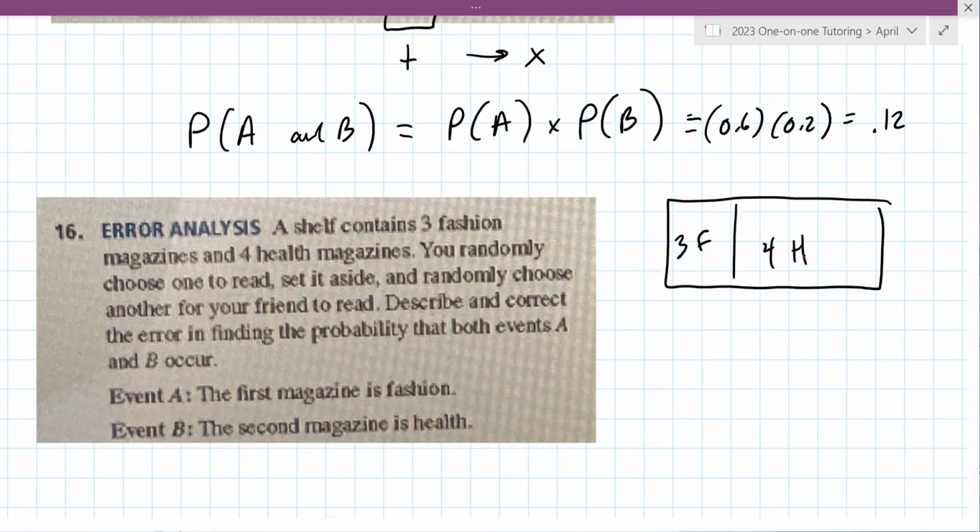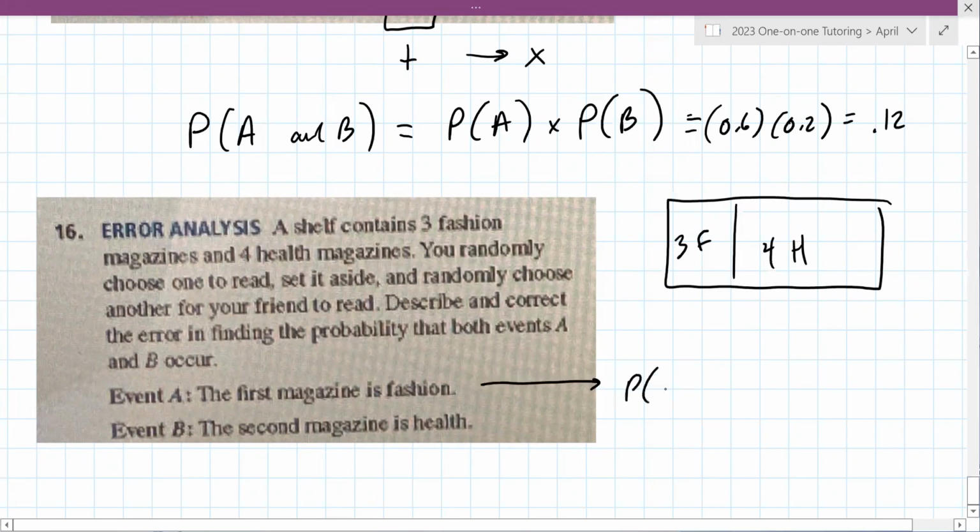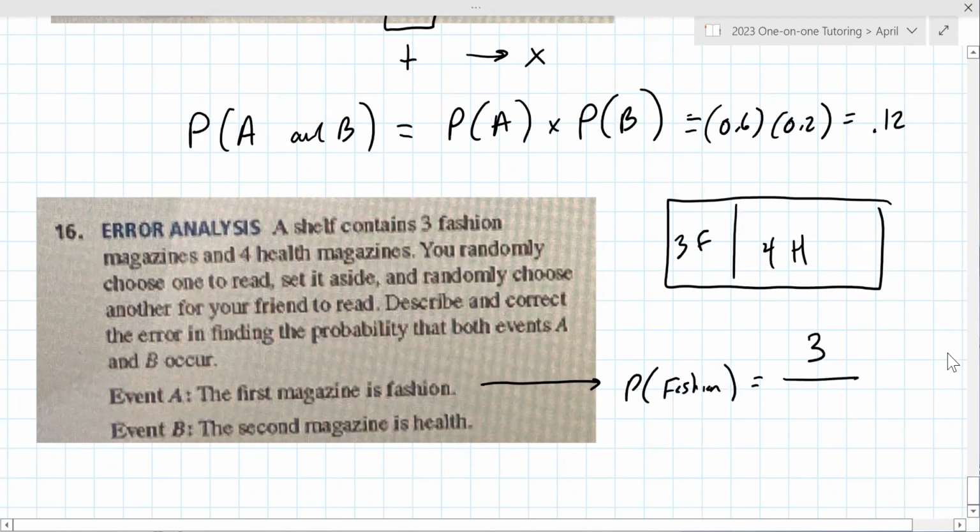Event A, the first magazine is fashion. How many fashion magazines are there? There are 3. And how many total magazines are there? There are 7. Okay, so the probability of a fashion magazine is 3 out of 7. Now you assume that you took a fashion magazine. That's very important. Usually you can't assume things, but here you do. You have to go down this sort of path of, well, what's happening?